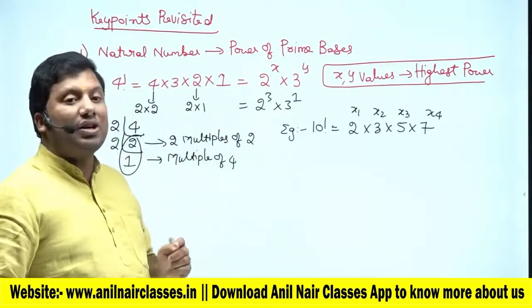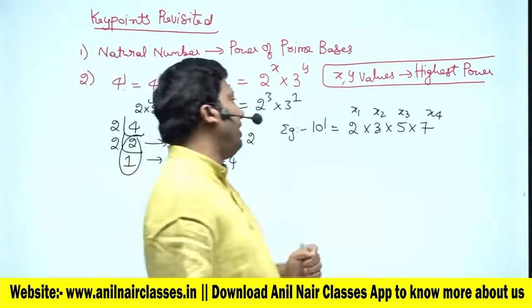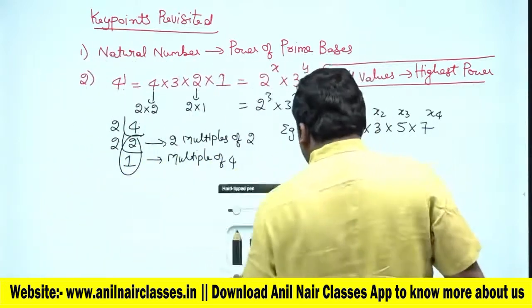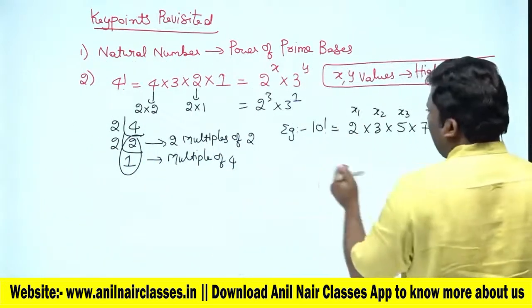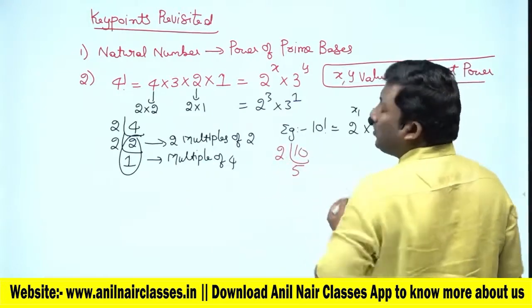Finding out x1, x2, x3 and x4. It is all about the highest powers. Now see here, 10, I am dividing. 2 5s are 10. What does this 5 denote?